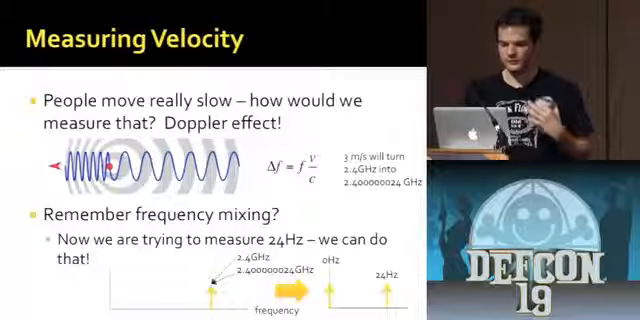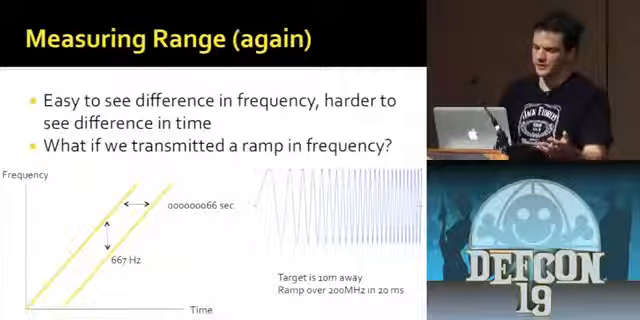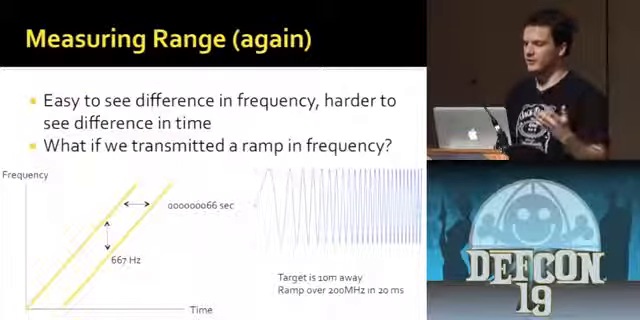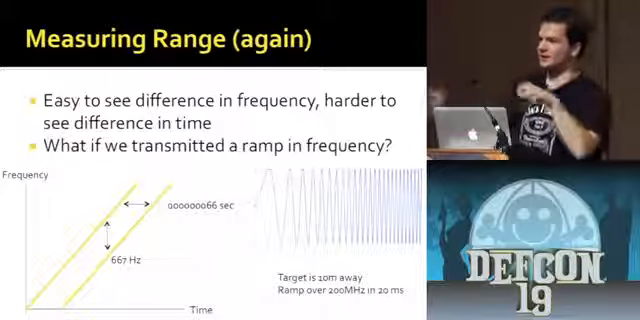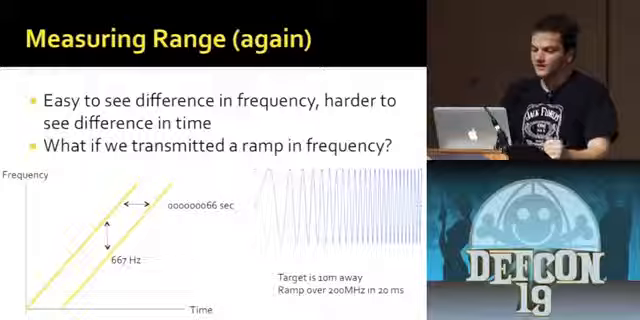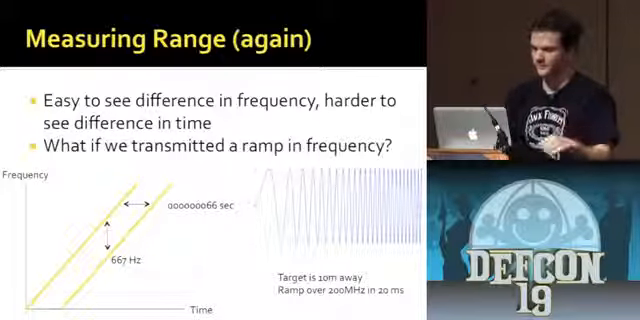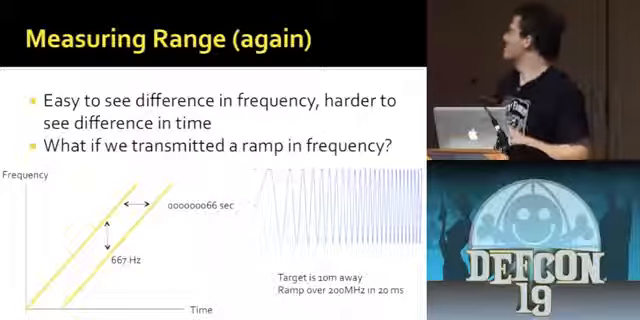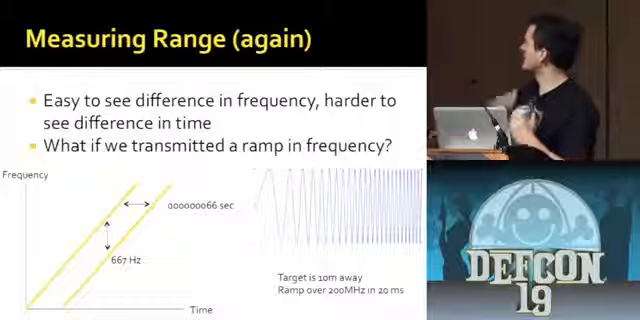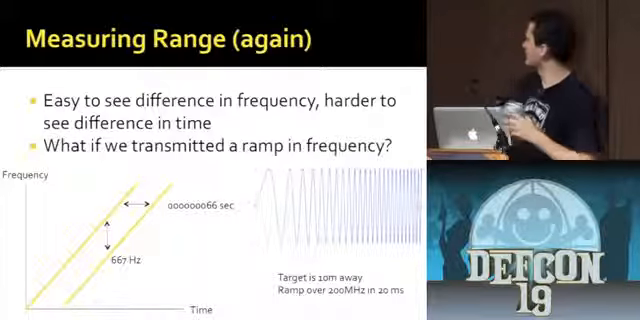So going back to measuring range, if we're trying to see a difference in frequency, it's pretty easy. We can do that, and the really cool thing is if you take that into the computer and Fourier transform it, you can very easily get a plot of frequency versus power. And it's harder to see a difference in time just because we can't sample that fast, or it's expensive to sample that fast. So what if we took the frequency that we're transmitting, that we have plotted here, and we just ramp it? So what that means is it's going to be a tone that looks sort of like this.